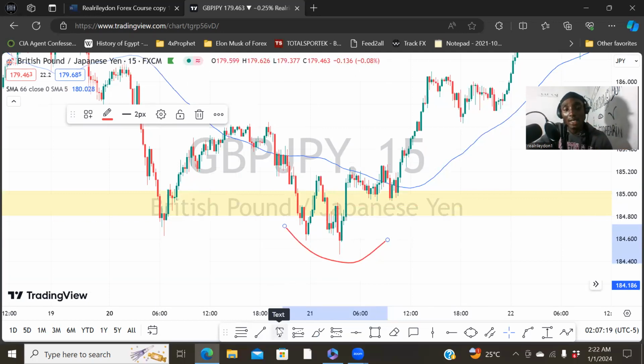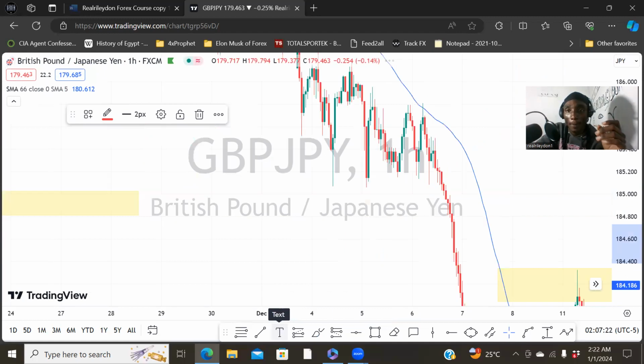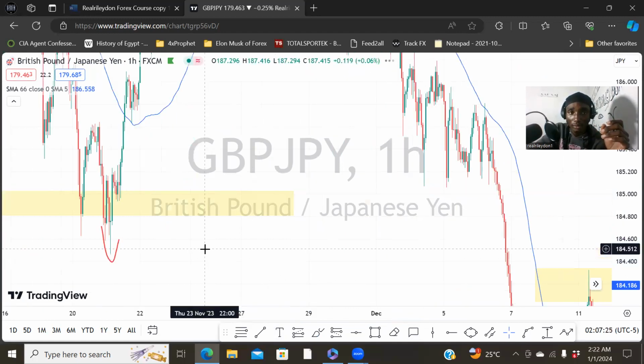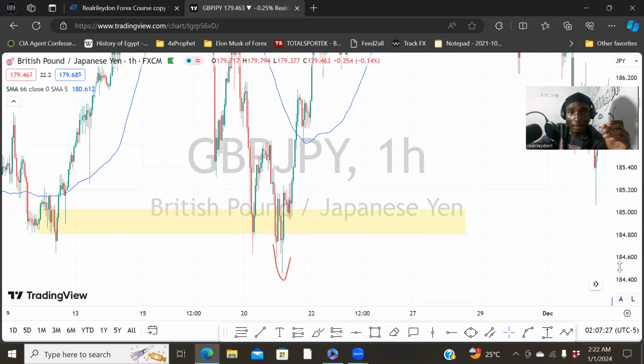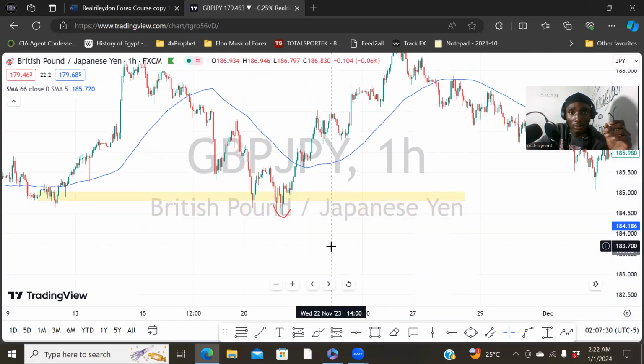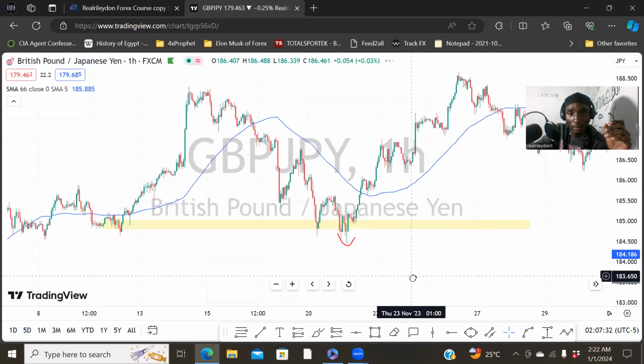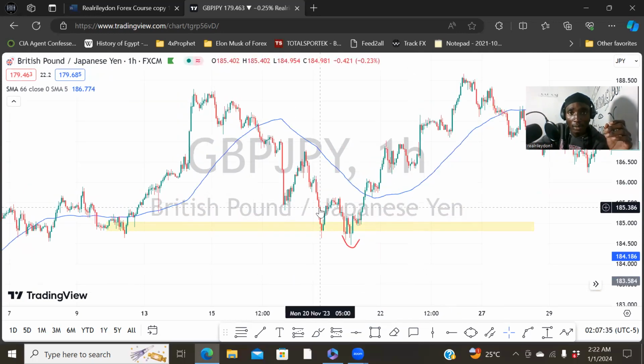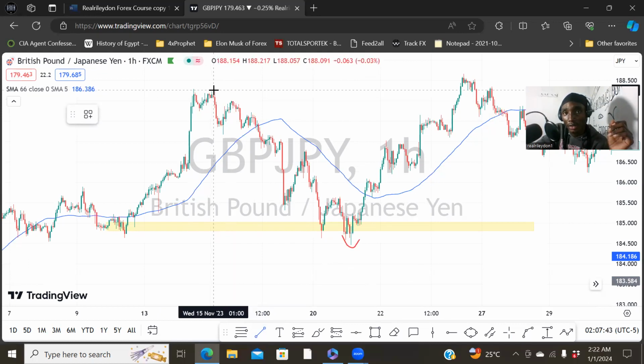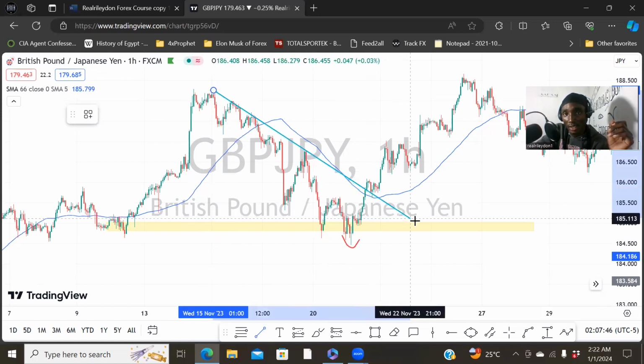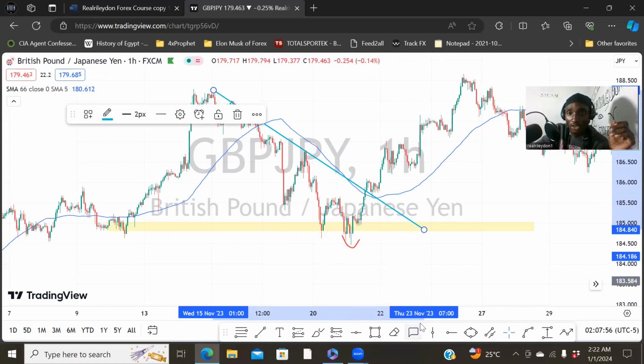So what we will do now is analyze our 1-hour time frame. So guys, now, okay, this previous structure over here was a downtrend. Cool.